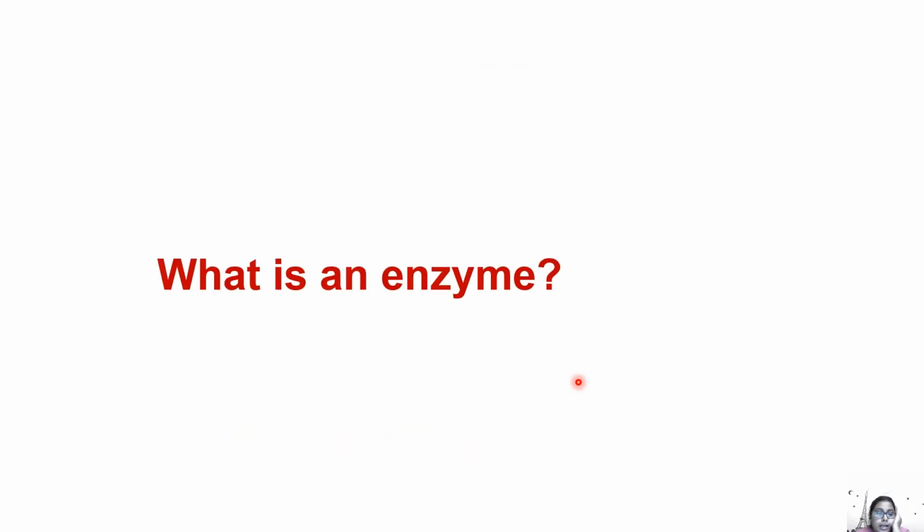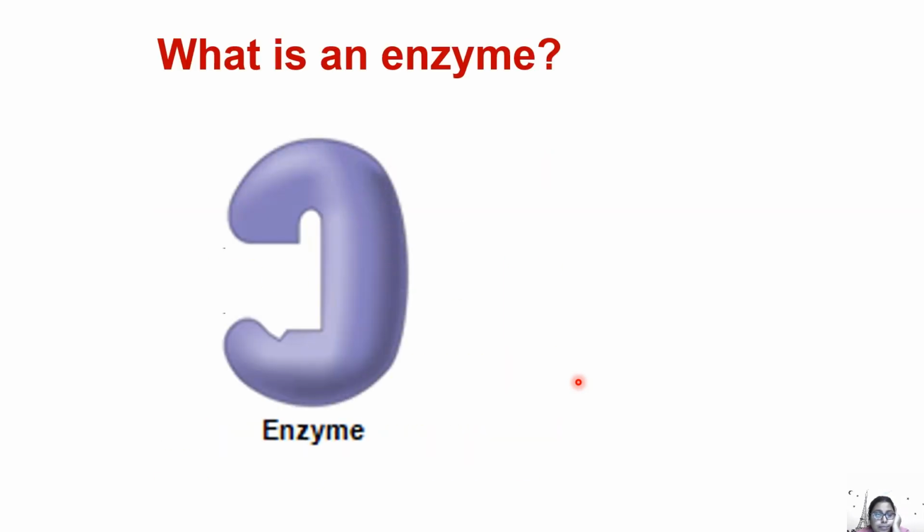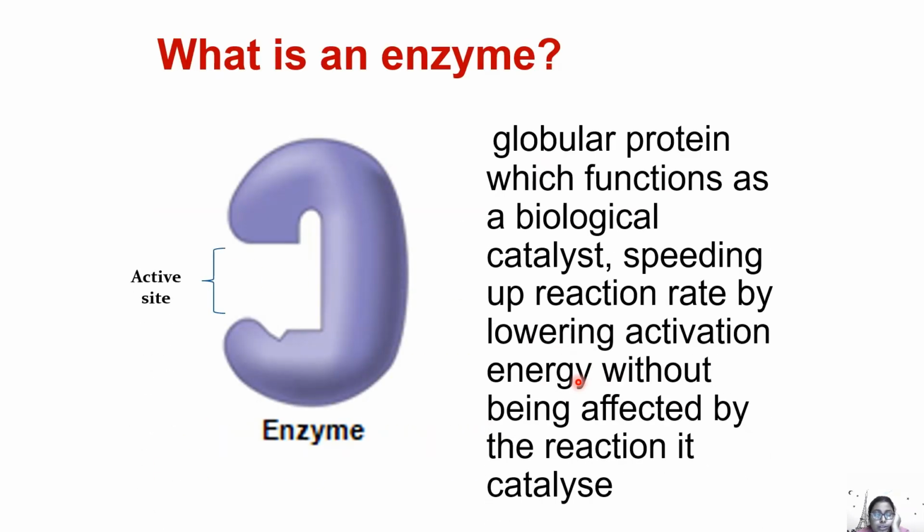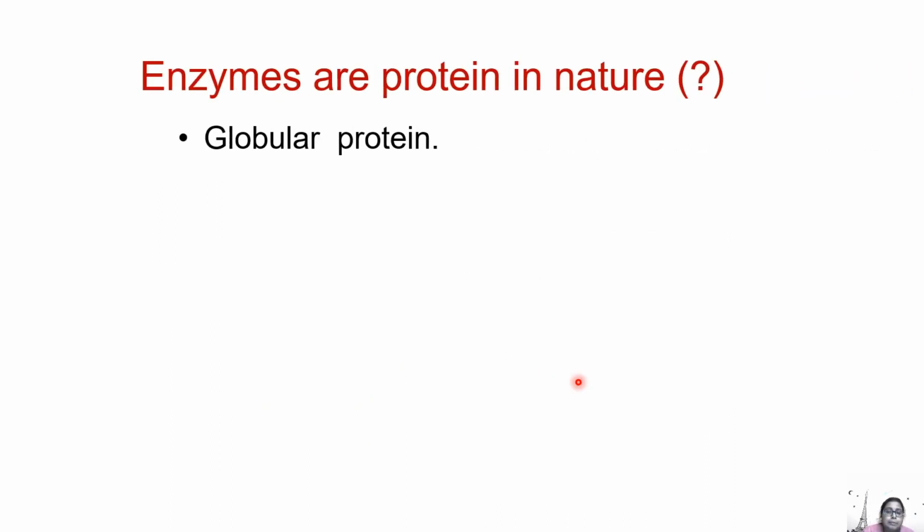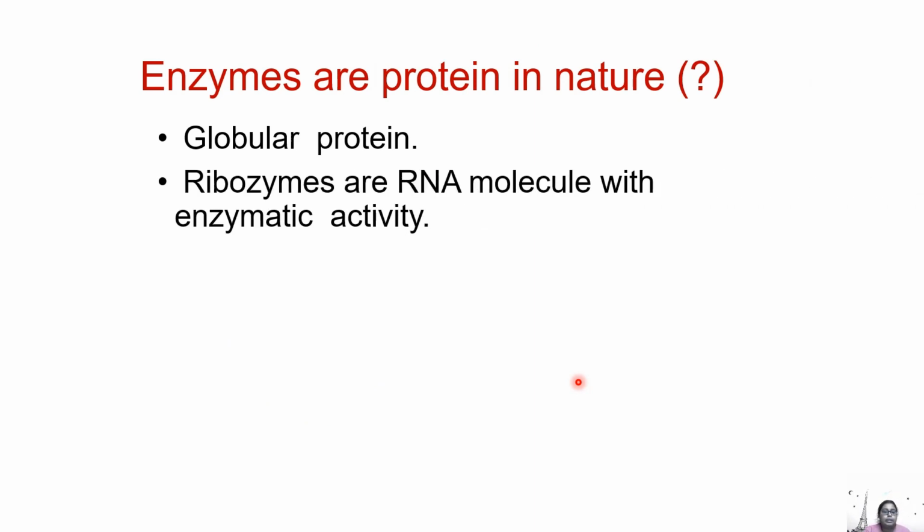We have talked about what an enzyme is, the active site. It's a globular protein, or any protein which functions, it can be RNA also, but since we are talking about proteins over here, let's stick to proteins, which function as biological catalysts, speeding up reaction rate by lowering the activation energy without being affected by the reaction it catalyzes. So enzymes are protein in nature, can be globular proteins, and ribozymes are RNA molecules with enzymatic activity.